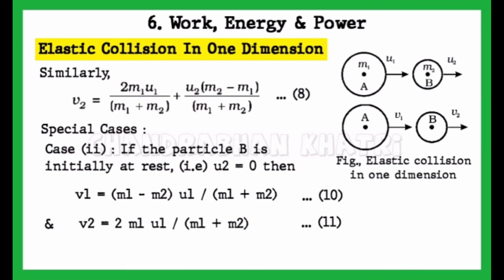Case 2. If the particle B is initially at rest, that is u2 is equal to 0, then v1 is equal to (m1 minus m2) into u1 upon (m1 plus m2). This is the 10th equation. And v2 is equal to 2 m1 u1 upon (m1 plus m2). This is the 11th equation.